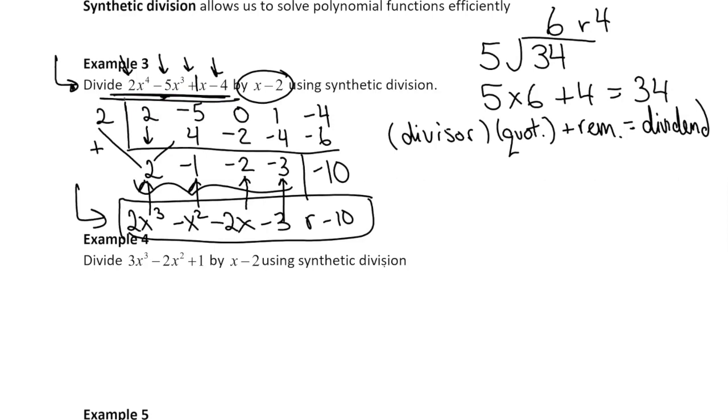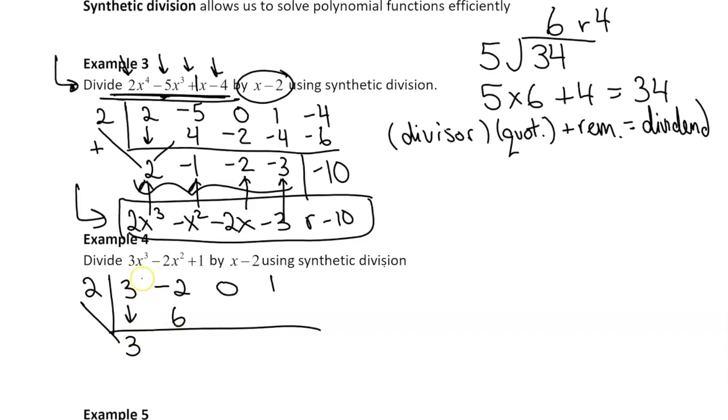Okay, let's try a couple more examples. This next example here may look familiar, and hopefully we'll be able to say, hey, we can do this way faster now. So 2, our coefficients are 3, negative 2, 0, and 1. Drop down the 3, times those 6. We add for synthetic division, you get a 4.